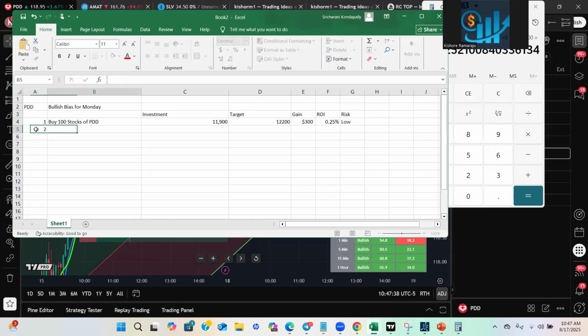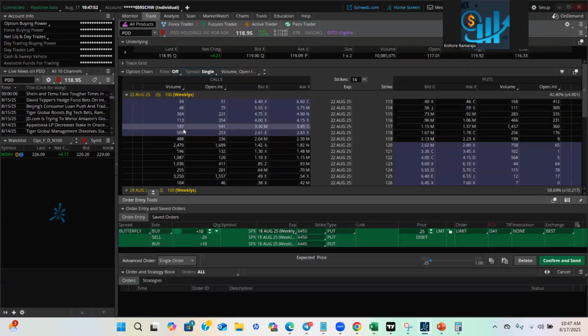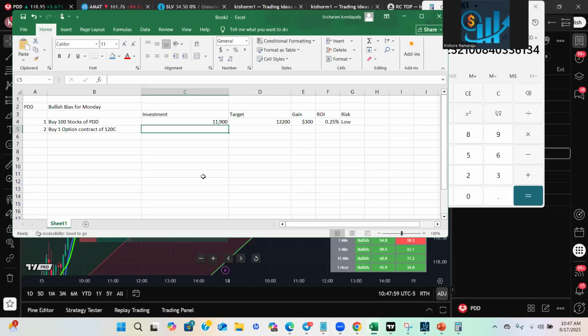The second option is you can buy one option contract of 120 call. So 120 call for 22nd August. So your investment is $160. You are just investing 160. So which is nearly very less than the $12,000, right?